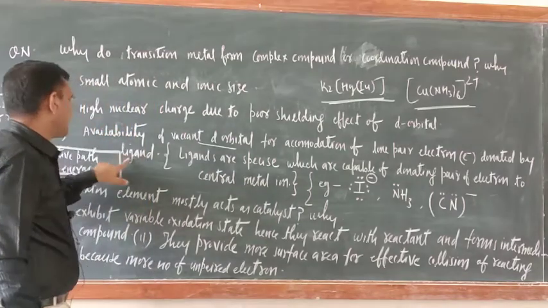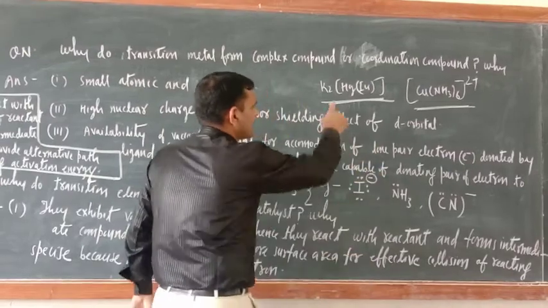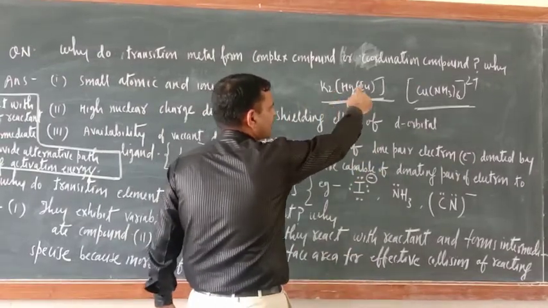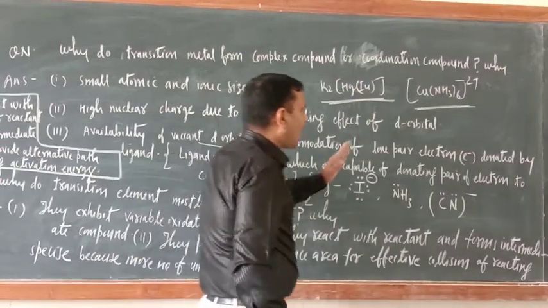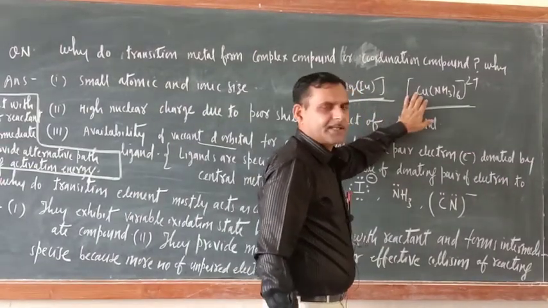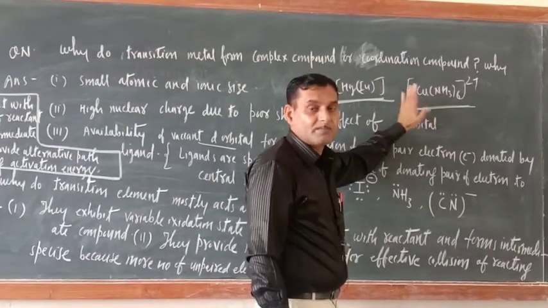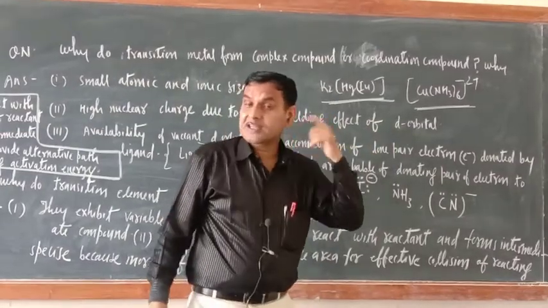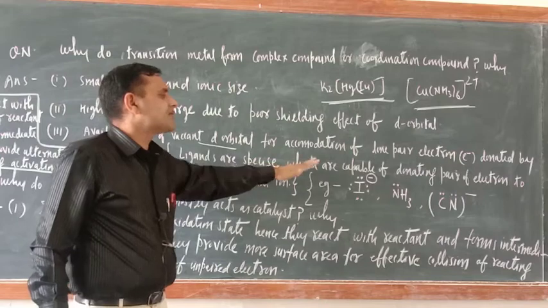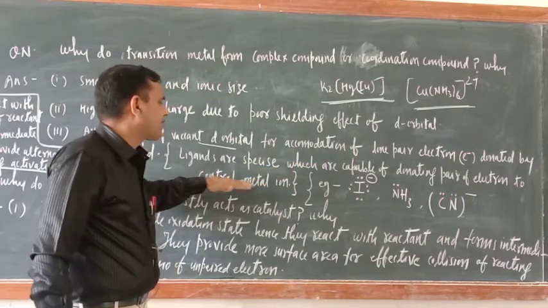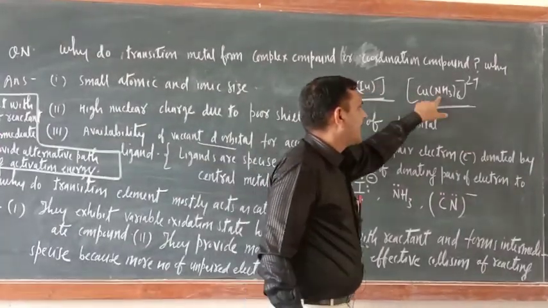Try to understand here. Soon after the square bracket Hg is there, and after Hg, I4 is written. After the square bracket, the first element is the central atom, and whatever comes after the central atom are the ligands. Ligands are the species which are capable of donating a pair of electrons to the central metal atom. Here I4 is a ligand, and NH3 is a ligand.